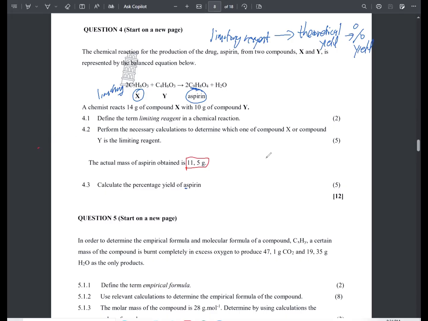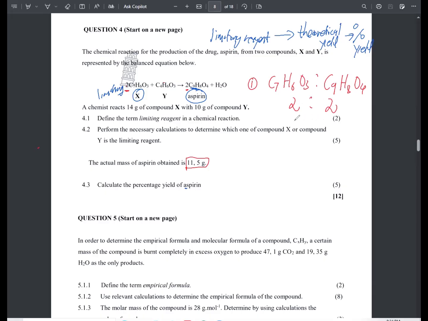So now that we've found the limiting reagent, what is the ratio of C7H6O3 to the aspirin, which is C9H8O4? We find that the ratios are 2:2. When we're talking about ratios, we are talking about the coefficients. But what do we know? Once the ratios are the same, it means even the number of moles will be the same.